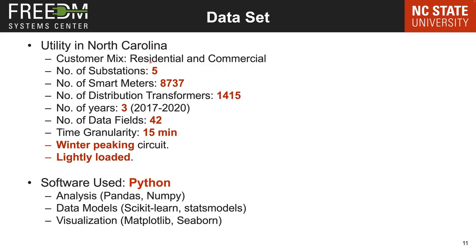The utility serves through 5 substations, serving 8,700 smart meters or customers through 1,400 distribution transformers. There's a wide variety of these transformers, from 5 kVA to 1,000 kVA. The data is over 3 years because the AMI was installed in 2017. The smart meters collect a lot of data, about 42 data points collected by each smart meter, and the time granularity of the data is around 15 minutes.